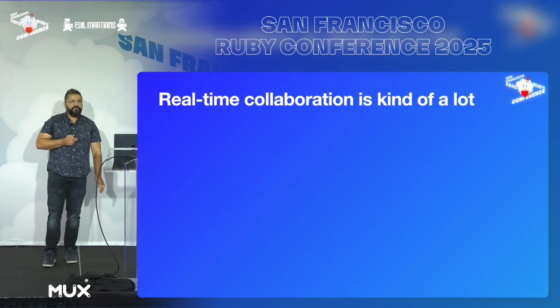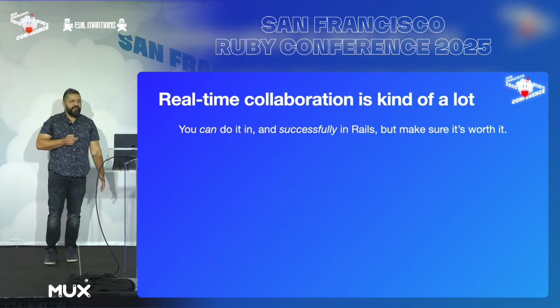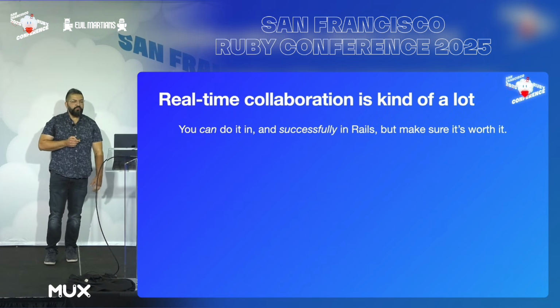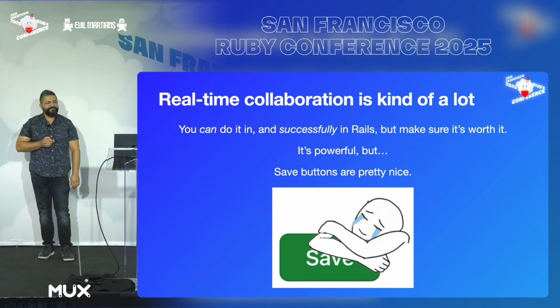But still, real-time collaboration, as you can probably tell, is kind of a lot. You can do it successfully in Rails, but you want to make sure it's worth it. It's powerful, but save buttons are pretty nice. If you can go with a save button, I would recommend it, but it is a pretty great option to have.